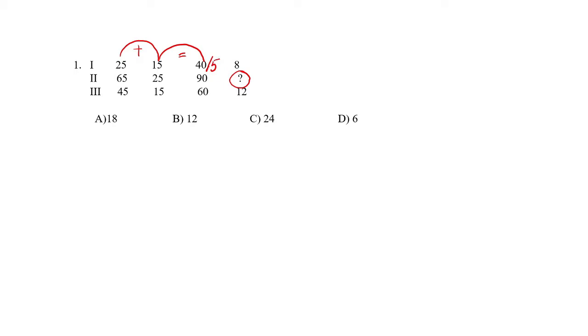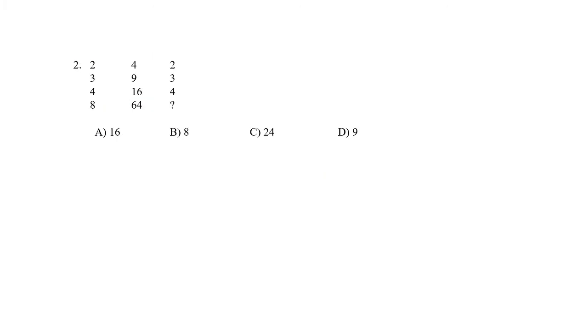Apply this same logic to the third row. 45 plus 15 is 60. Then divided by 5 equals 12. Apply this same logic to the second row. 65 plus 25 equals 90. Then 90 by 5 equals 18. What is the answer? 18 is the answer. Option A.